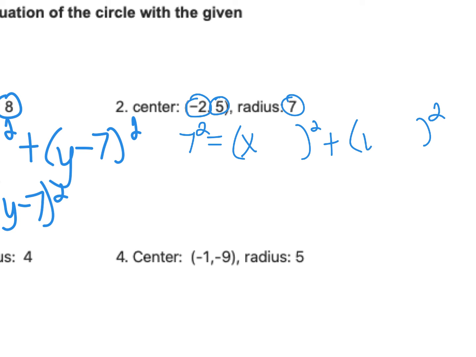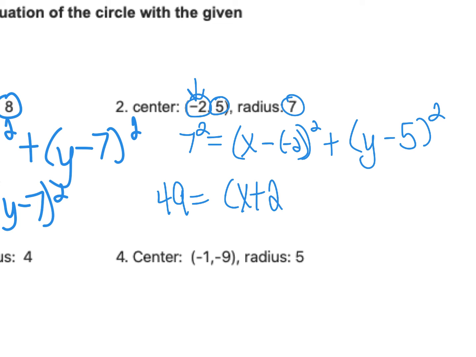My first always has x, my second always has y. If I have negative 2, that is essentially going to be minus negative 2. And then I have a positive 5, which would be minus 5. So when I simplify this all out, the easiest way to write it, 7 squared is 49. X minus negative 2 is going to be x plus 2. So notice negative 2 means plus 2 inside of our parentheses. And then positive 5 would mean we'd have y minus 5 squared.